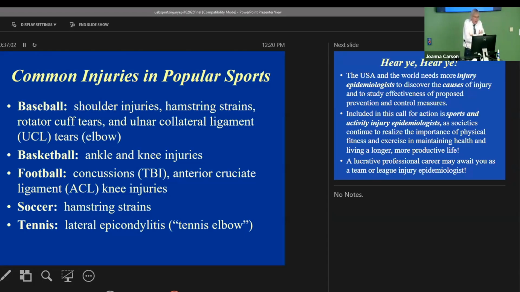Okay, so baseball you see there, basketball, ankle and knee. And it makes sense given what basketball players do and what football players do. Concussions in football. TBI is traumatic brain injury. That's a usual term in injury epi. ACL, knee injuries. Soccer, hamstring injuries, also in baseball. Tennis elbow. I haven't had it because I haven't played enough, so that'll tell you.